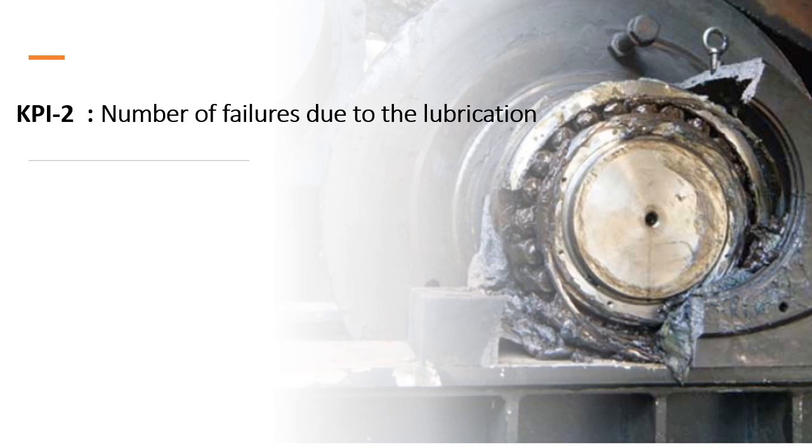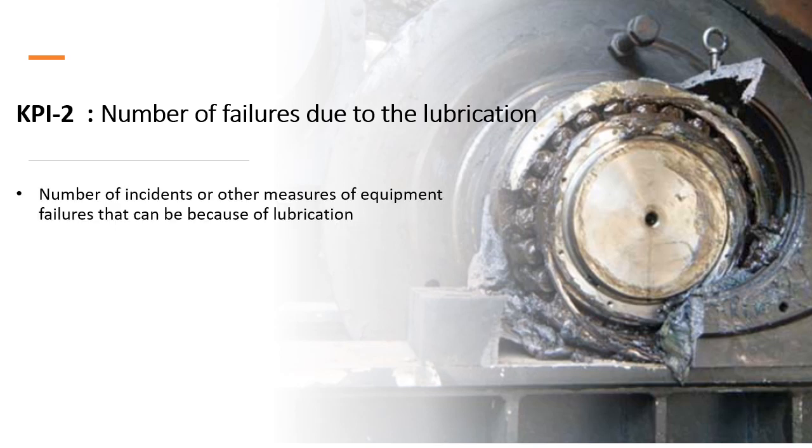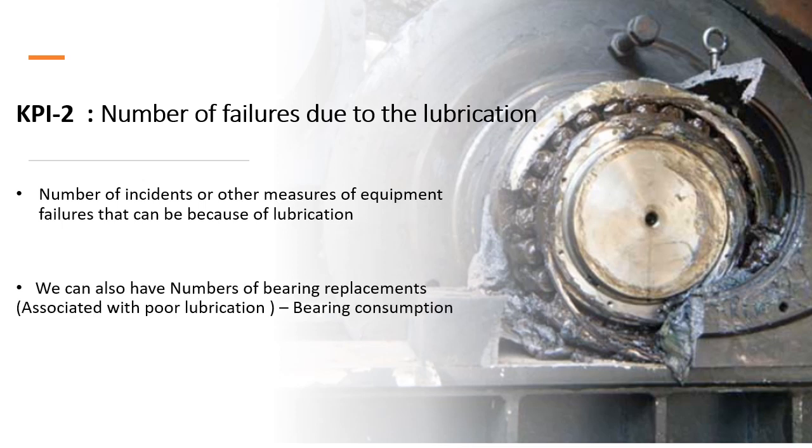The second KPI is the number of failures due to lubrication. It is a direct measurement of our lubrication practices' effectiveness. It can be measured by the number of incidents or other measurements of equipment failures that can be because of lubrication. We can also measure the number of bearing replacements or bearing consumption which is associated with poor lubrication practices.